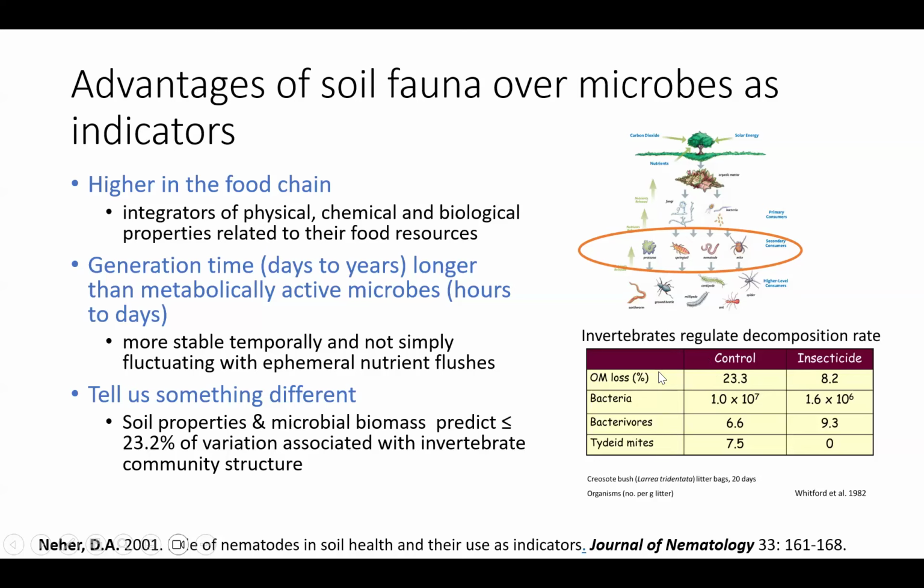And we're looking at decomposition. We have a control system or adding insecticide. So the goal is trying to look at measuring decomposition. And here we can see we have 10 to the 7th bacteria. We've got this many, 6.6, of the bacterial feeding nematode, and then we have mites. Okay. We add insecticide, so we knock out all the mites. There's no more. We remove a trophic level.